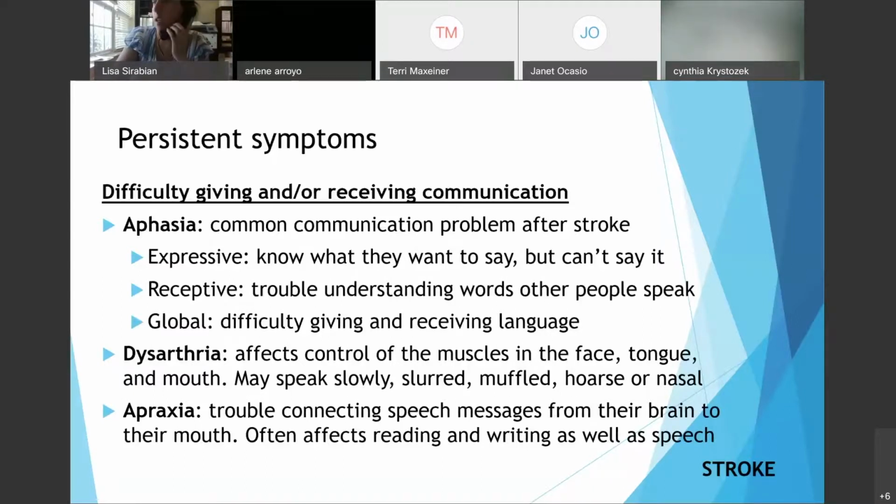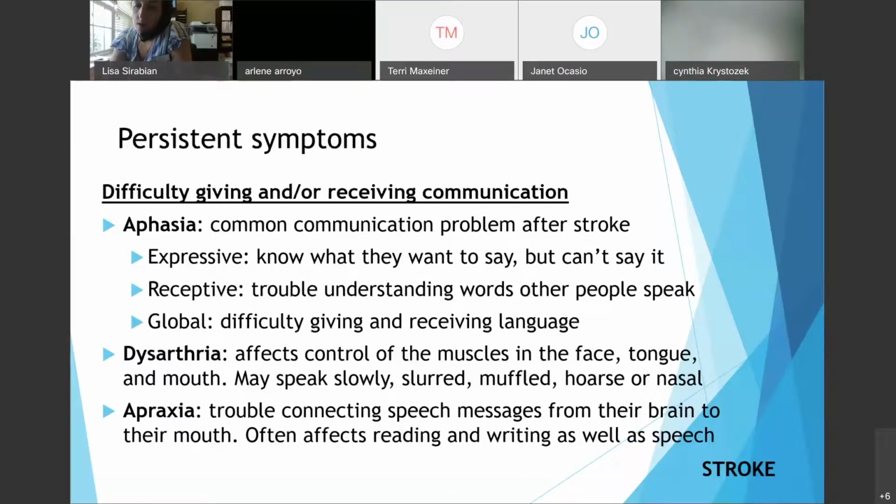The speech language pathologist will get very specific about the exact nature of the communication deficits and overcoming those. Aphasia is the common term for communication problems after a stroke. It might be expressive, so they may know what they want to say but have trouble saying it. It may be receptive, where they are actually having trouble understanding the words that other people are speaking. It might be global, so difficulty giving and receiving language.